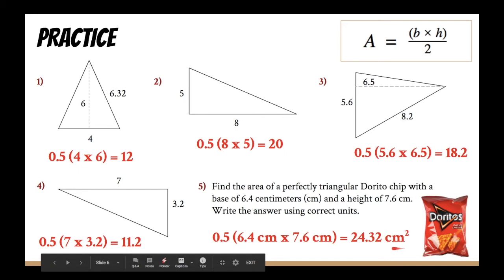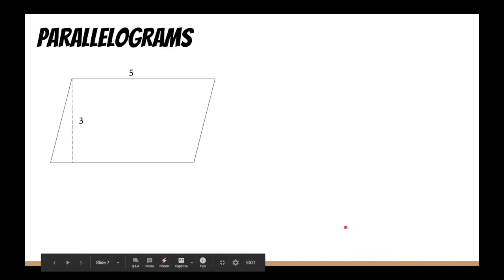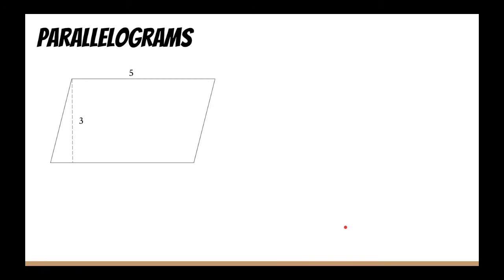Thus, the area of this Dorito chip will be 24.32 square centimeters. Let's take a look at a parallelogram. This one is also related to the rectangle formula, so let's go back to the original rectangle again.